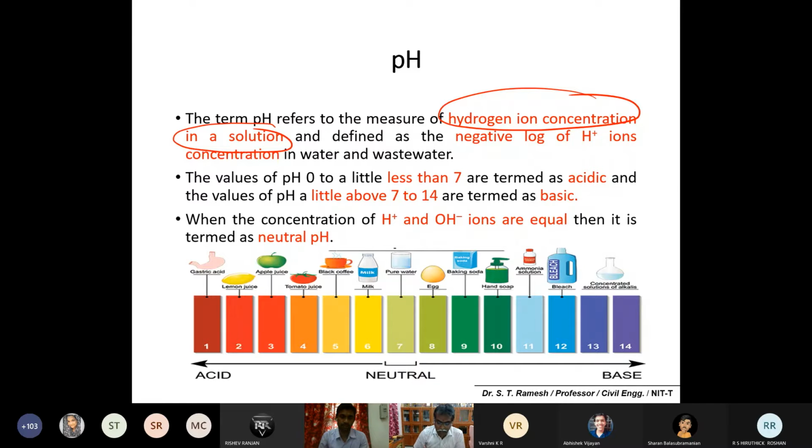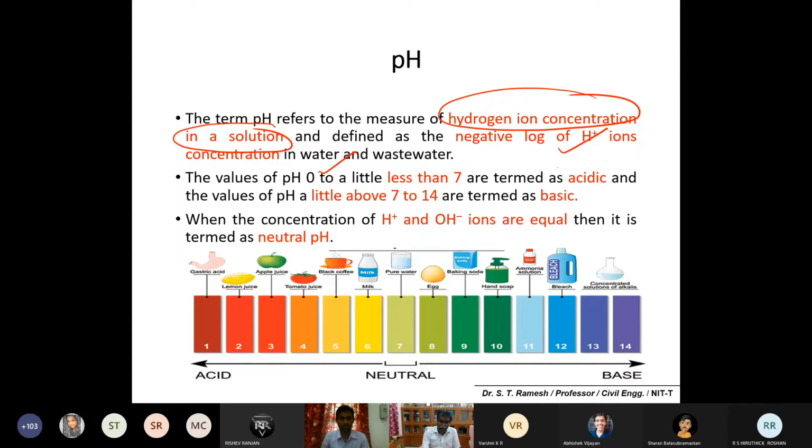The term pH refers to the measure of hydrogen ion concentration in a solution. And the exact definition of pH is the negative logarithm of hydrogen ion concentration in water or wastewater. So please make a note: negative logarithm of hydrogen ion concentration in water. For example, if it is 10 power minus 7, what is the pH? You can immediately say that it is 7. Normally the pH ranges from 0 to 14. There is no zero value, but normally we say pH values range from 0 to 14.